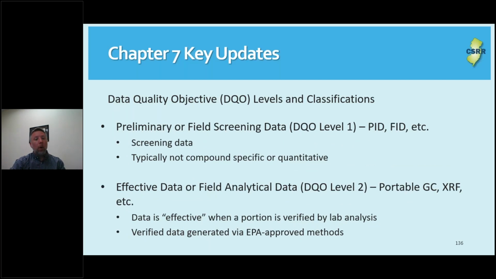With all of these pieces of equipment that we just mentioned, relevant is the data quality objective levels. There's several quality levels, DQO 1 through 3. Primarily with preliminary and field screening, DQO level 1 is your screening data, typically not compound specific or quantitative. It's PID, FID. With your DQO level 2, you have effective data when you can actually verify a portion of it with lab analysis, and you get data generated with EPA approved methods.